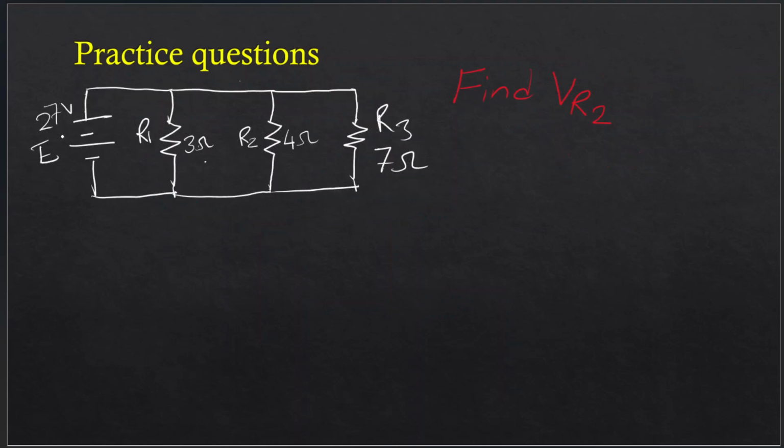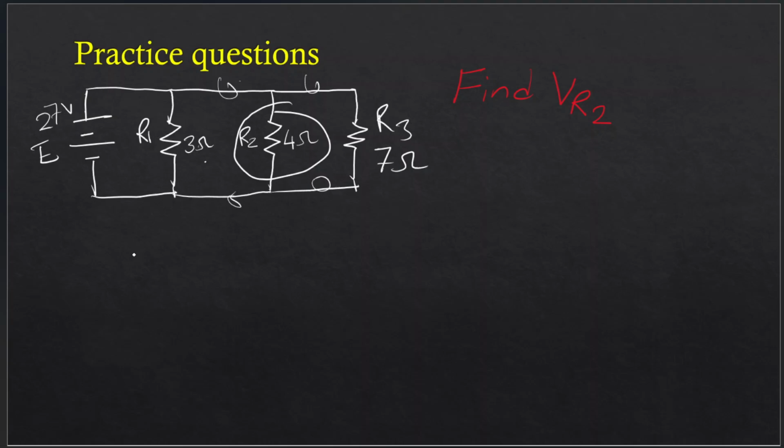Now let's do this one. So this is a parallel circuit, right? R1, R2 and R3 all are in parallel connections. Here two common points. So it's a completely parallel circuit. Now we have to find VR2, the voltage across this resistor. Now remember, from the parallel circuit lesson, the voltage across all resistors in a parallel circuit is the same. So VR1, VR2, VR3 will all be the same as the total voltage of the circuit, right?